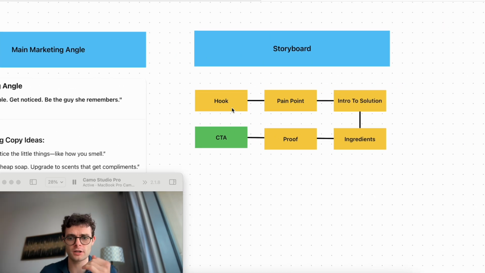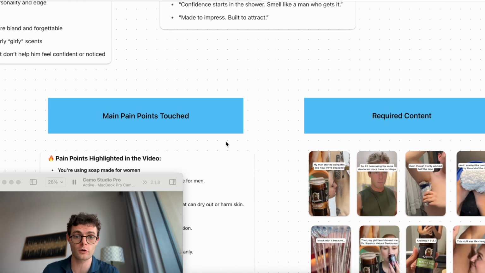The storyboard is another important component that is vital towards understanding why ads work. Is it the hook, the proof and the solution, or is it the hook, the pain point, intro, ingredients, proof, CTA? We need to understand the structure of the video so that we can recognize that pattern and replicate that same structure for our own benefit.